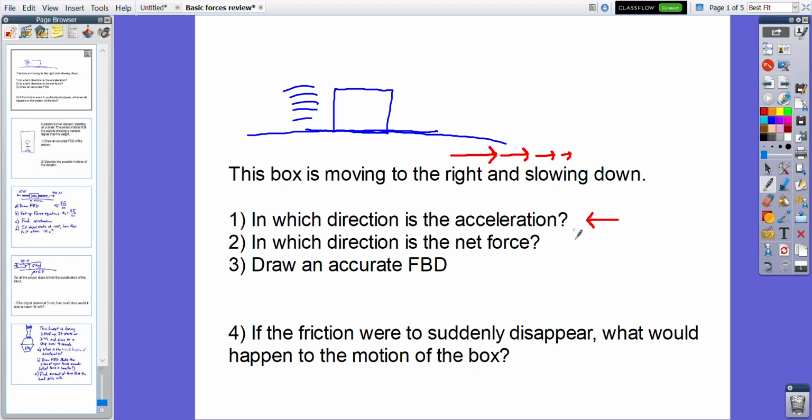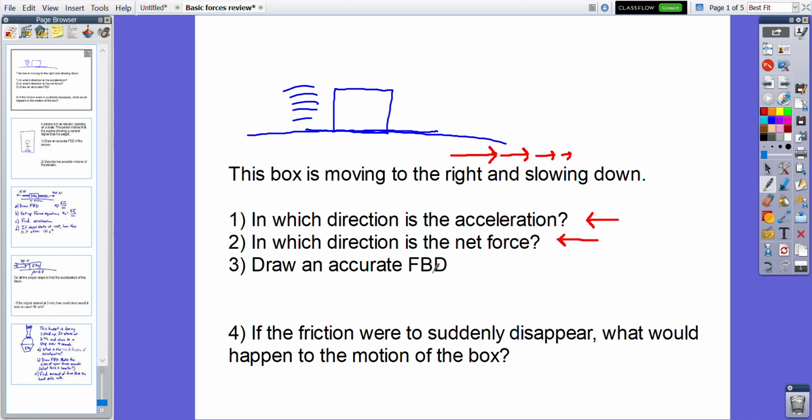So that's number one. Number two, in which direction is the net force? This is also going to be to the left. Remember, according to Newton's first law, net forces are what cause acceleration. So whatever the direction the acceleration is going to be the direction of the net force. Okay? Now, time to draw a free body diagram.